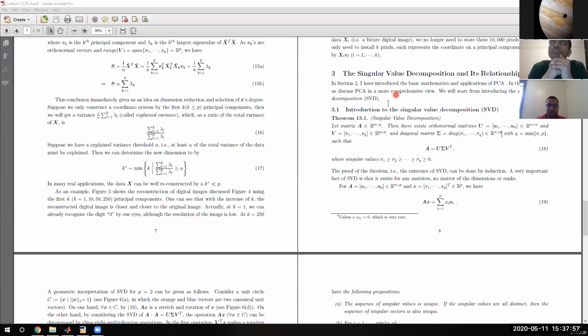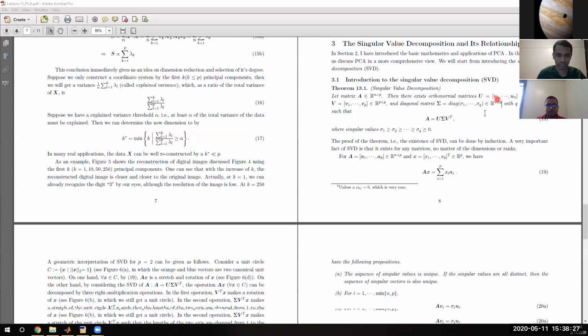A very important thing about SVD is that it exists for any matrix. It doesn't matter what matrix it is. No matter what the dimension is, whether it's square or not, whether it's full rank or not, as long as you have a matrix, I have the singular value decomposition. Even if it is a complex matrix, you can still do the same. But in this course, again, we don't consider complex things. I assume everything is real. Okay.